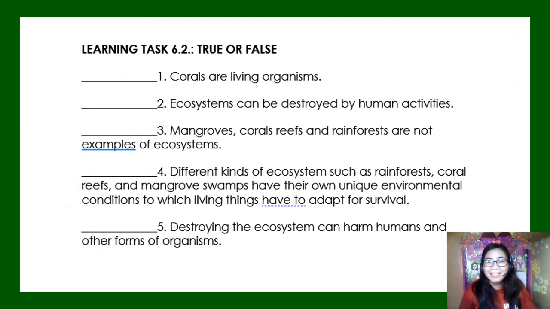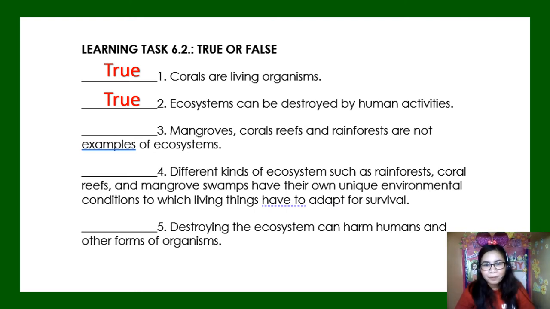Let us now proceed to learning task 6.2. This is answerable by true or false. Let us read each statement carefully to get the correct answer. Number 1. Corals are living organisms. True or false? True is correct. Number 2. Ecosystems can be destroyed by human activities. Is the statement true or false? What's your answer? True is correct.